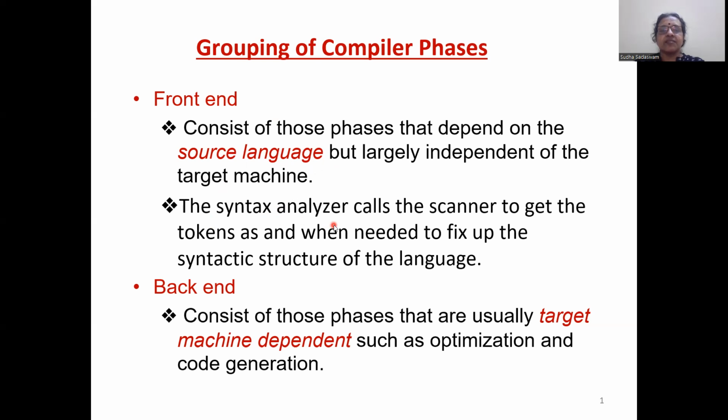The syntax analyzer calls the scanner to get the tokens as and when needed to fix up the syntax structure of the language. This syntax analysis as well as lexical analysis and the semantic analysis all belong to the front end of the compilation process. The back end of the compiler is dependent on the target machine and it consists of code optimization and code generation phases. It is independent of the source language and it depends on the intermediate language and the target platform.